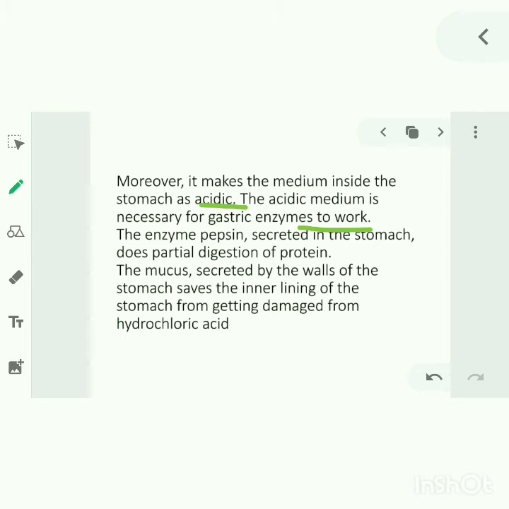The enzyme pepsin secreted in the stomach does partial digestion of protein. वो क्या करता है, प्रोटीन को डाइजेस्ट करने में मदद करता है. The mucus secreted by the stomach saves the inner lining, the inner wall of the stomach, from getting damaged by the hydrochloric acid. So I hope it is clear to you all.